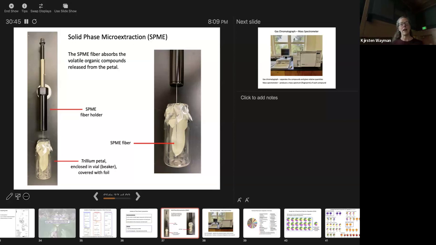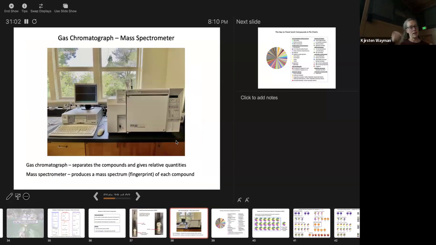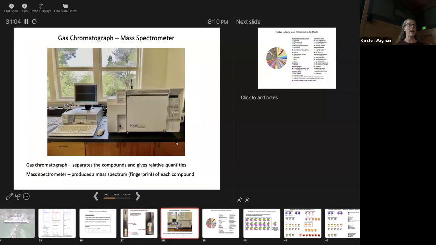And then after about an hour and a half or so, I can insert this needle that has a fiber at the end. And that fiber is made up of an adsorbent material, and that fiber absorbs the volatile organic compounds from the air in the vial. And then after about a half hour or so, I can inject that needle with the fiber into the gas chromatograph mass spectrometer, and that's this instrument here. So the gas chromatograph separates the compounds and tells me their relative quantities. And then the mass spectrometer gives me a mass spectrum of each of the compounds. And you can think of a mass spectrum much like a fingerprint.